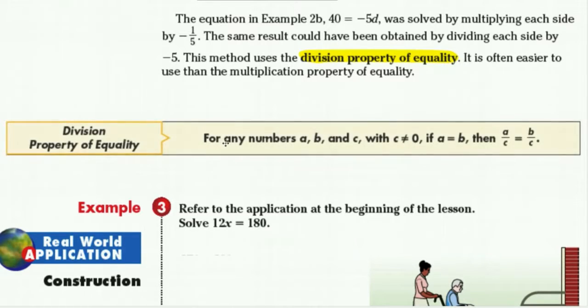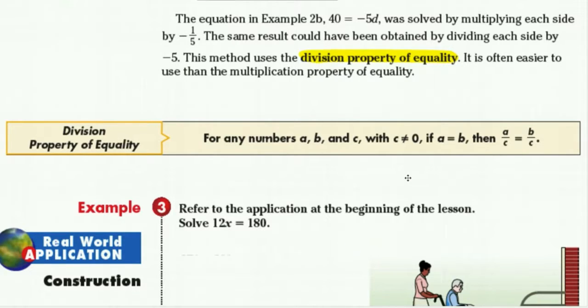That for any numbers a, b, and c, with c not equal to 0. Again, why is there a restriction? Because if c is 0, these numbers would be undefined. And according to our first commandment in math, thou shalt not divide by 0. So going back here, if a is equal to b, then a over c is equal to b over c. Simply put, if you divide one side of the equation with a number, you need to divide the other side with the same number. Whatever you do to one side of the equation, you need to do to the other.